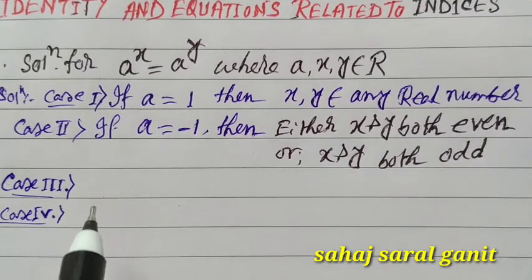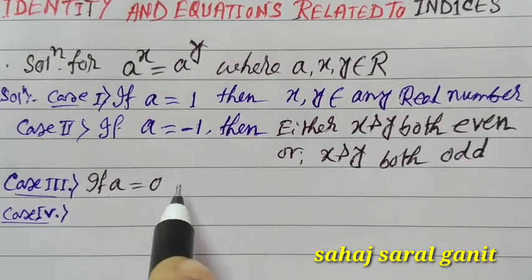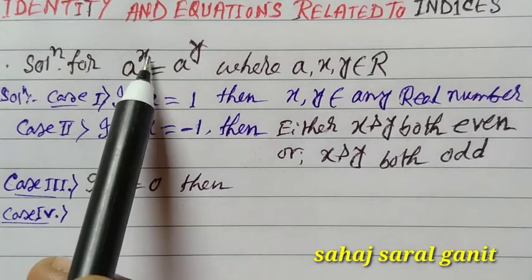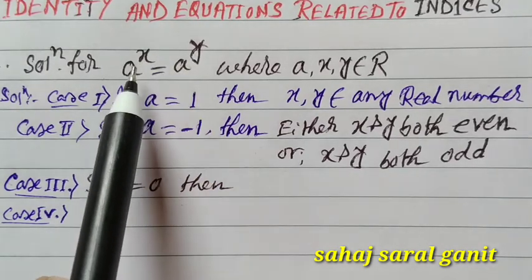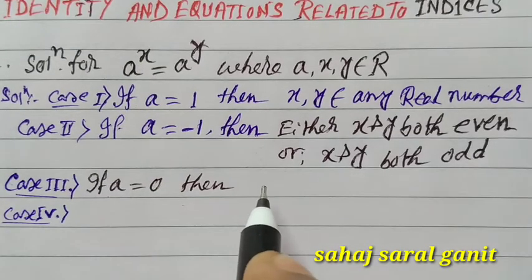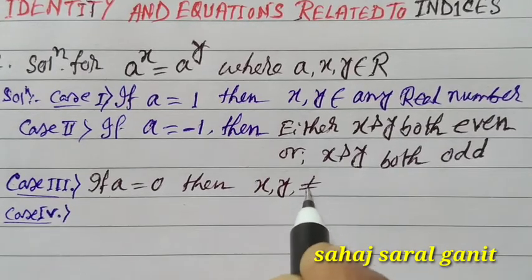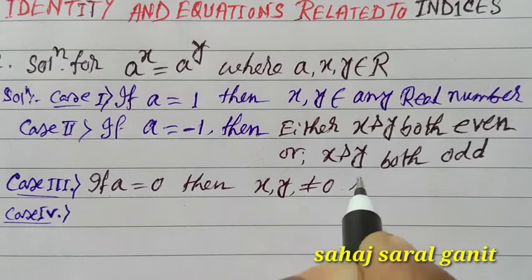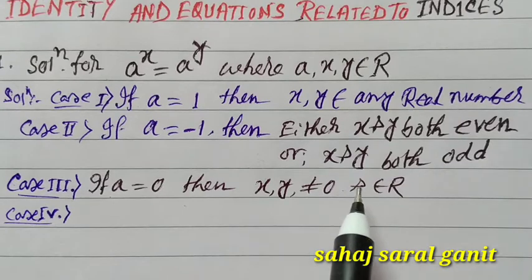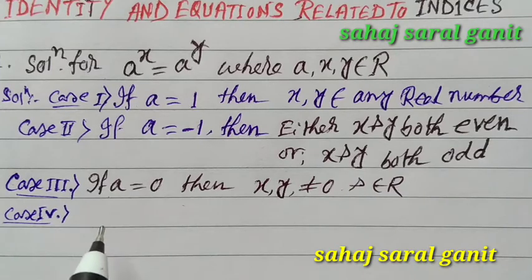Now what happens if a is equal to 0? If a is equal to 0, then 0 to the power x is equal to 0 to the power y. We know 0 to the power 0 is undefined, so it is possible when x and y are not 0. x and y not equal to 0 and belong to R. That is, x and y are any non-zero real number.